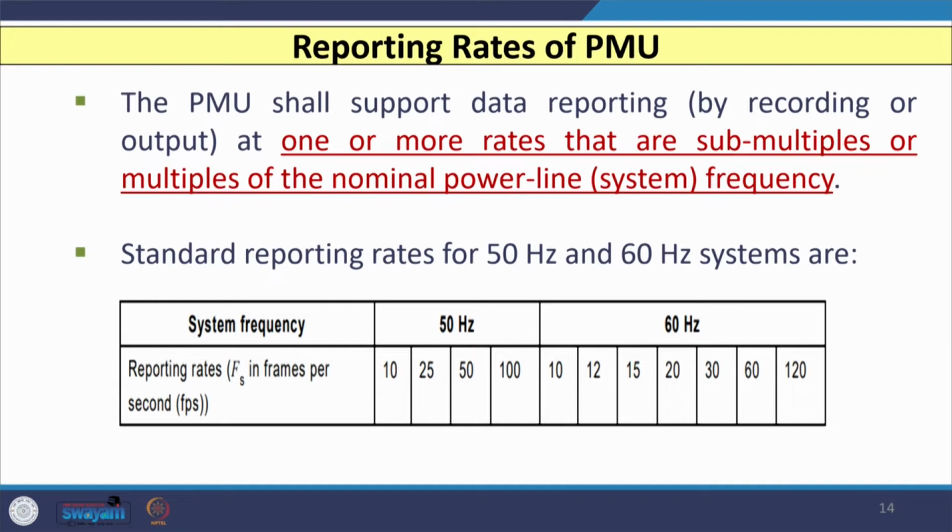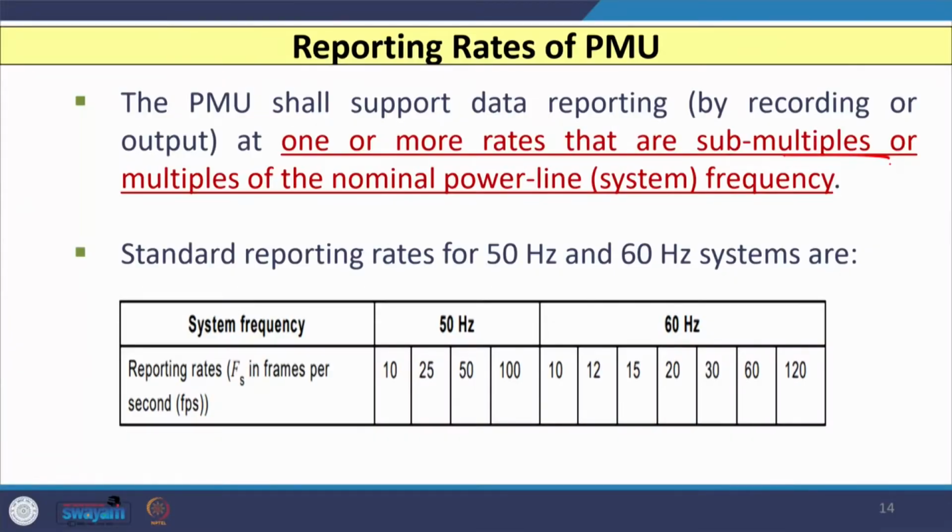Now with these errors, if I consider the reporting rates of a phasor measurement unit, then all the PMUs shall support data reporting rates. This is applicable for both recording as well as output at one or more rates that are either multiples or submultiples of the fundamental frequency.